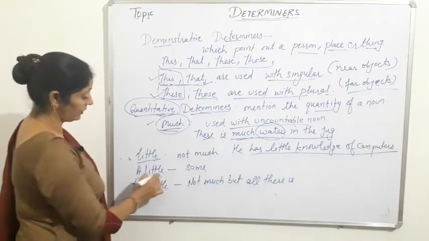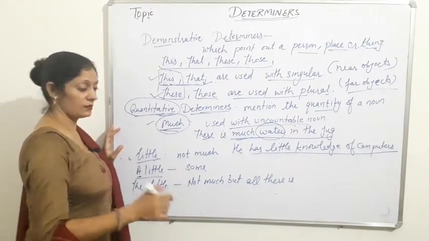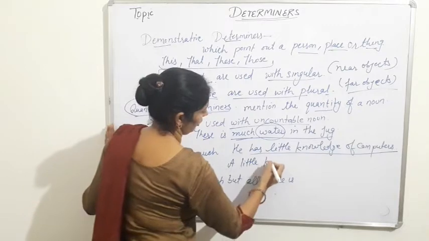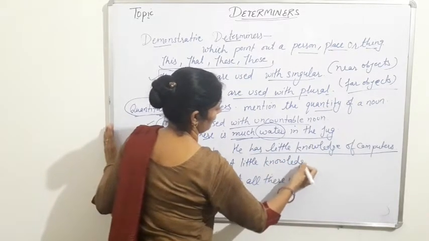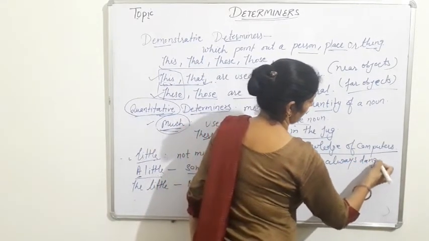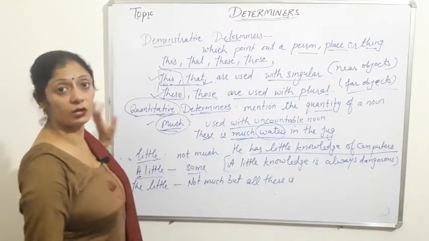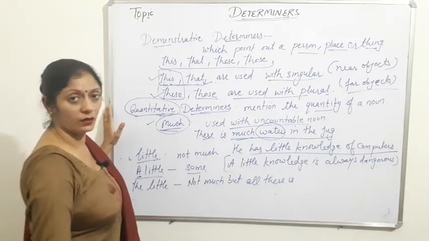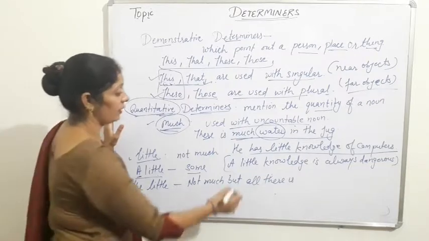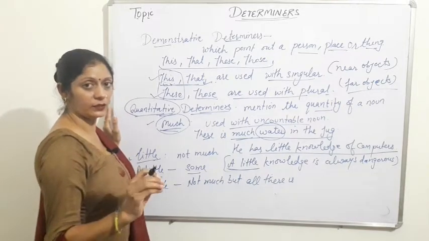Next one is a little. If we use a with little, it means some. As I say, a little knowledge is always dangerous. It means knowledge which is not sufficient, that is always dangerous. This one is also a popular quote: a little knowledge is a dangerous thing. Okay, a little means some. It means we have some knowledge, but not proper knowledge of everything.